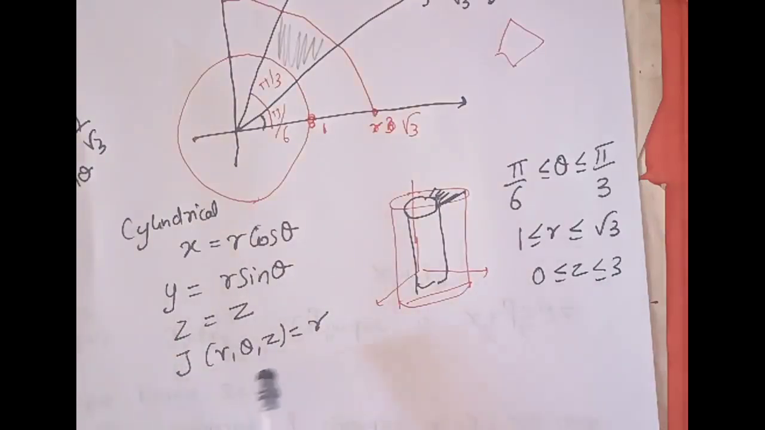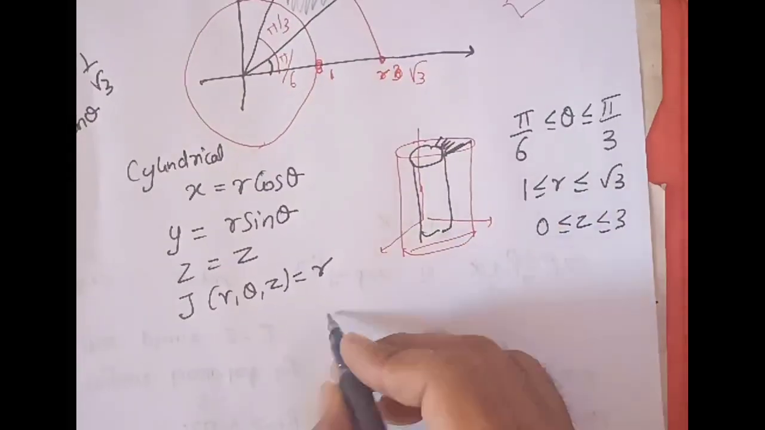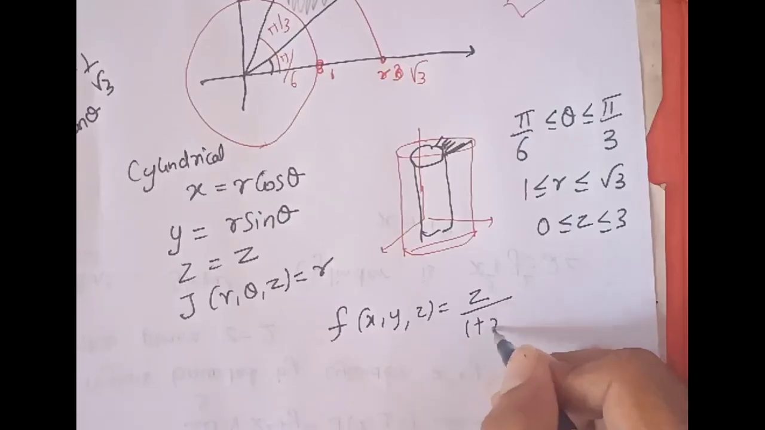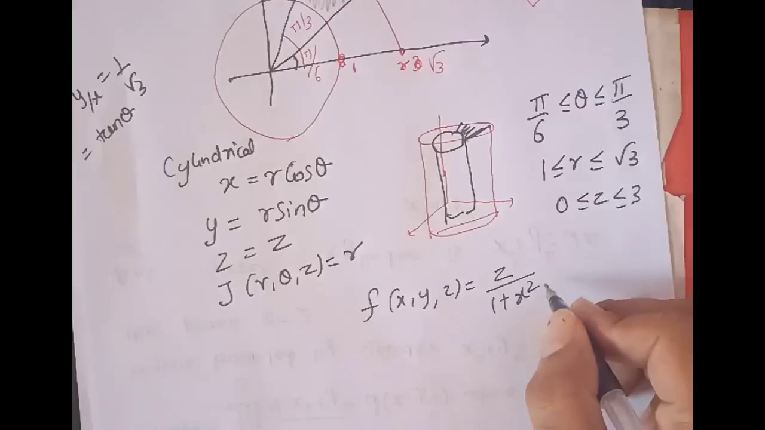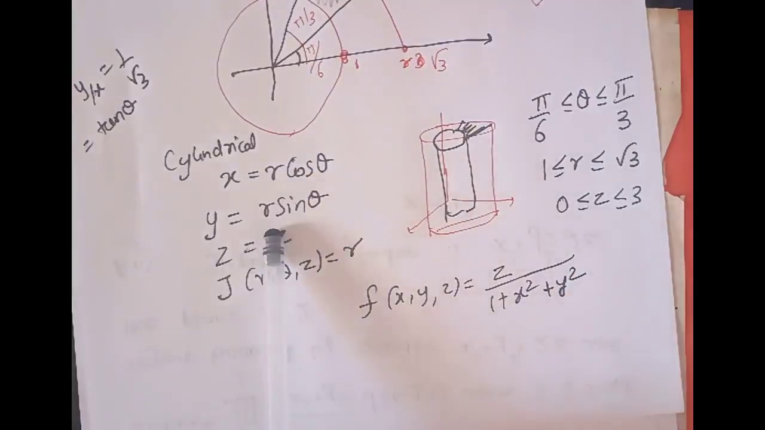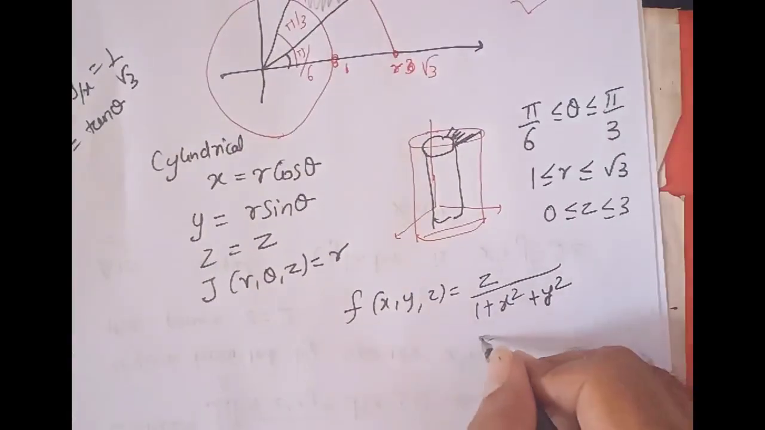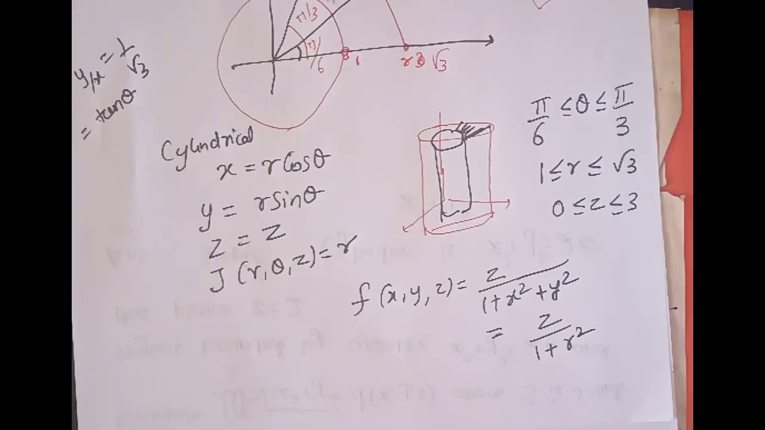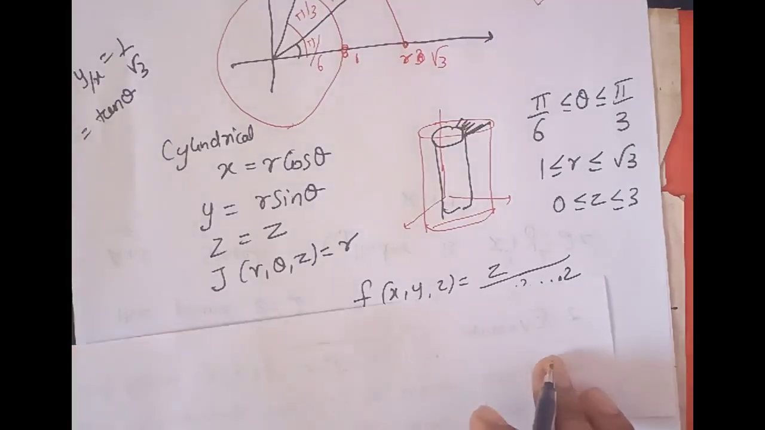Alright, so we have the coordinates, we have the limits. Let's try to integrate the function. What is the function? F of x y z is equal to z upon 1 plus x square plus y square, and when x is r cos theta, y is r sin theta, this will be just z upon 1 plus r square. Because r square cos square theta plus r square sin square theta, r square comes common, so I'm simply writing it 1 plus r square.